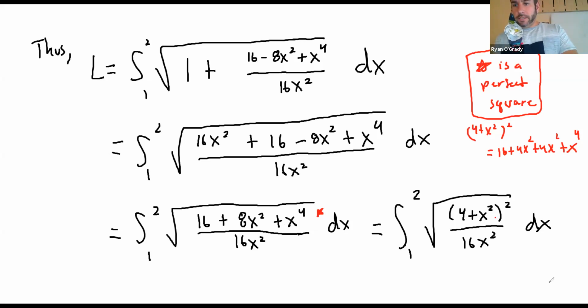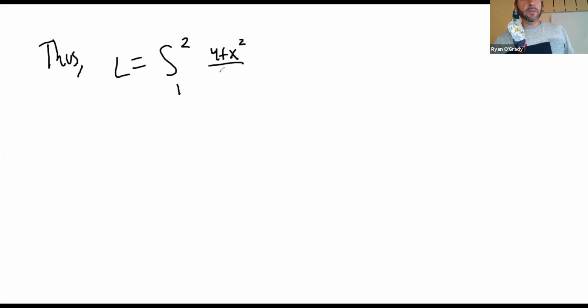Okay, so let's go to the next page, and what happens? The square root kills the squares. So what we're left with is the following. Thus, L is simplified to integral 1 to 2. Upstairs is just 4 plus x squared. Downstairs is 4x, excuse me, 4x.